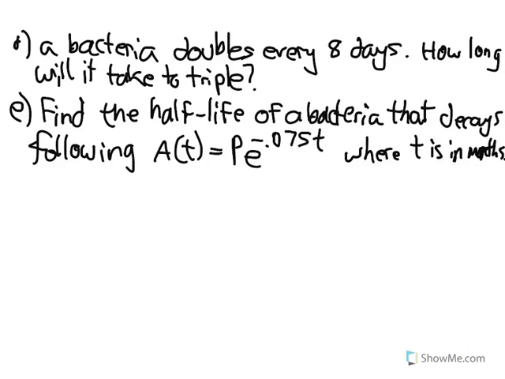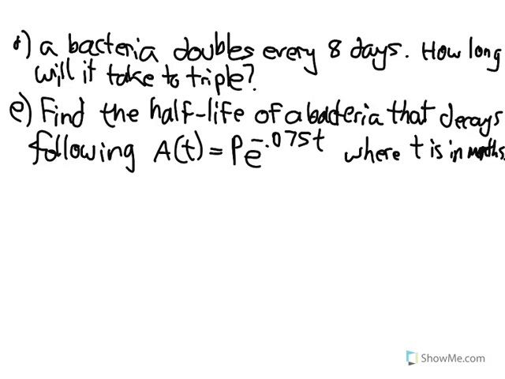Part E says find the half-life of a bacteria that decays following this formula, where t is in months. So what does half-life mean? Half-life means the amount of time it takes in order for a bacteria to decay to half of its original value. So let's say there were 1,000 bacteria, then it's the time it takes to go from 1,000 down to 500. Note that with half-life, it doesn't matter what the starting amount is. Whether you're going from 2 to 1, 10 to 5, or 1,000 to 500, that's going to be the same amount of time following an exponential equation like this.